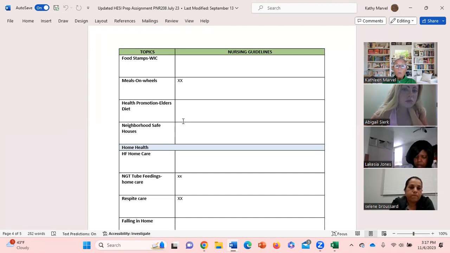When we're looking at an elderly diet, right? What kinds of things do we talk to the elderly about with regards to a healthy diet? Low sodium.